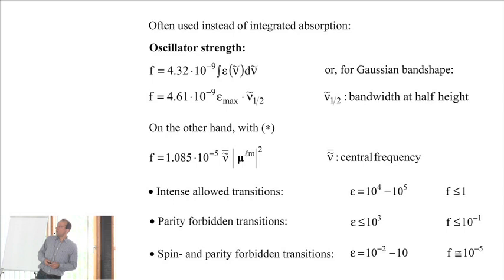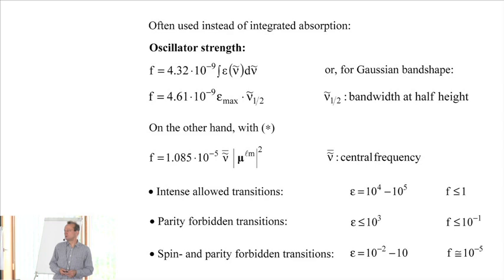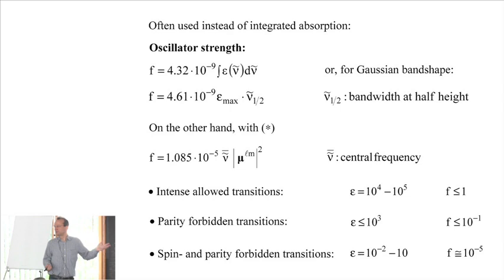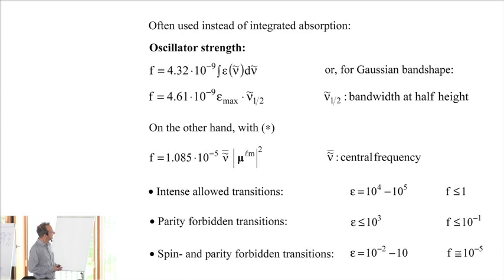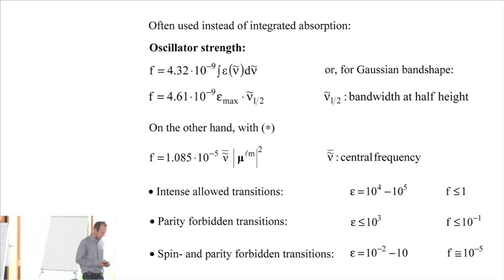More often, you will find in the literature that people do not use the integrated absorption but the oscillator strength. All the quantum chemical programs give you the oscillator strength of a band. The oscillator strength is a constant times the area of the band, or for a Gaussian band shape, you can write this as a product of the maximum absorption times the bandwidth. On the other hand, with this equation here, we have a theoretical expression for the oscillator strength in terms of transition frequency and the square of the dipole matrix element.